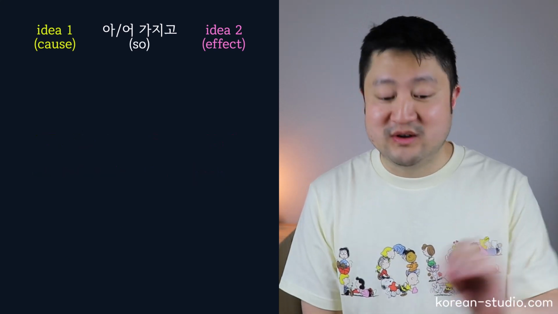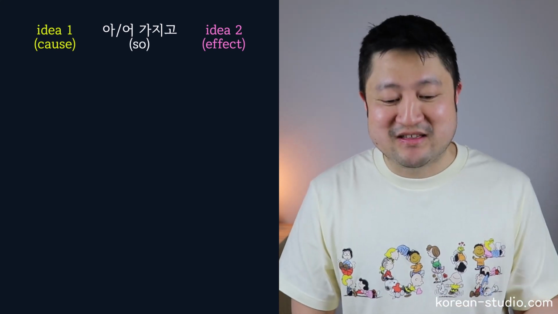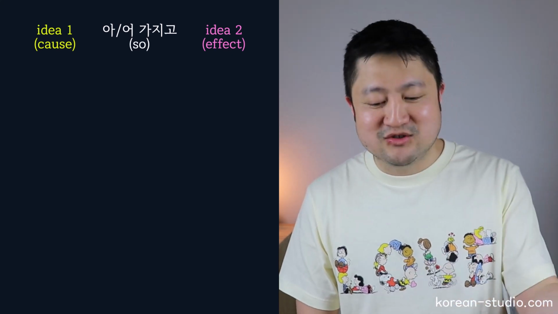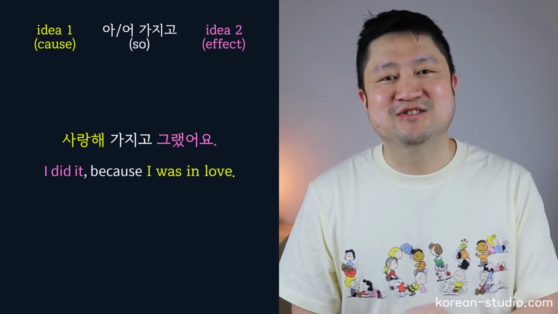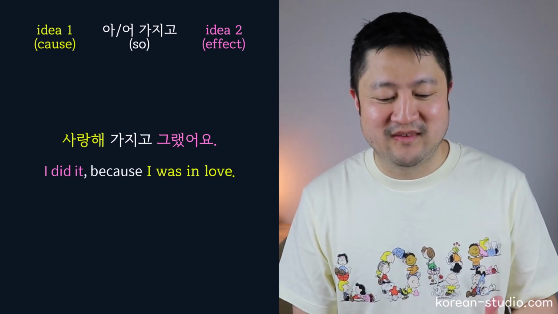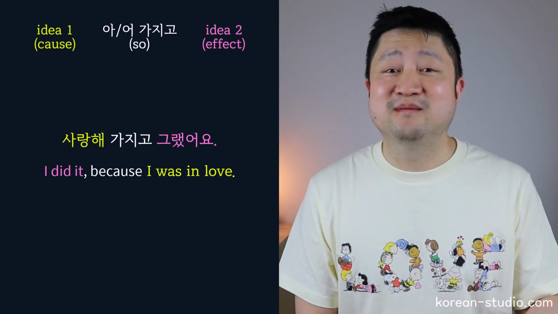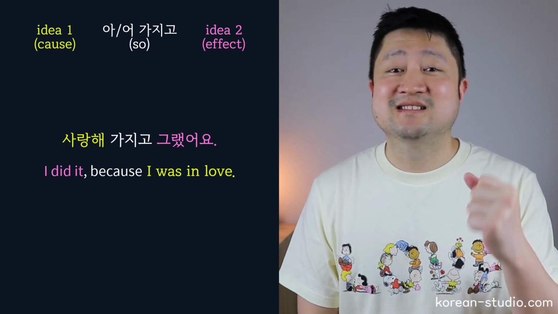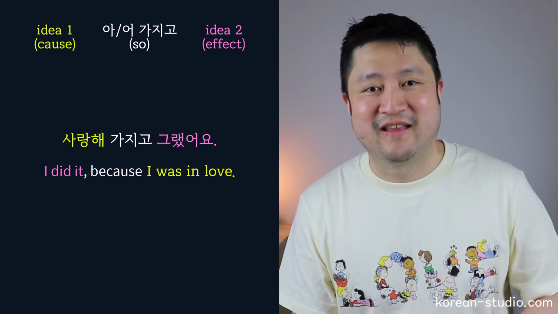And to give you one more example sentence, if people in love do crazy things and they're asked, why did you do that crazy thing? They might say, 사랑해 가지고 그랬어요. I was in love, so I did it. Or I did it because I was in love. 사랑해가지고 그랬어요. And I'll leave it at that.